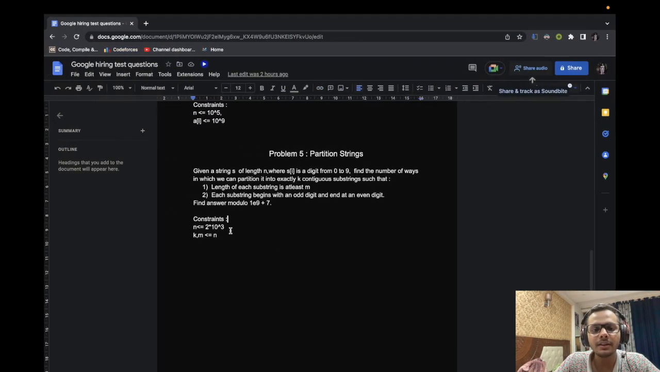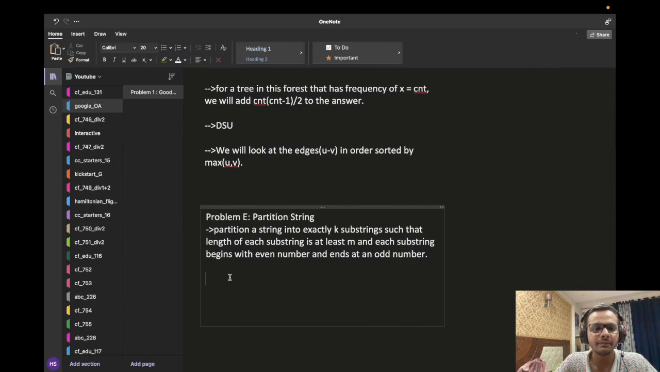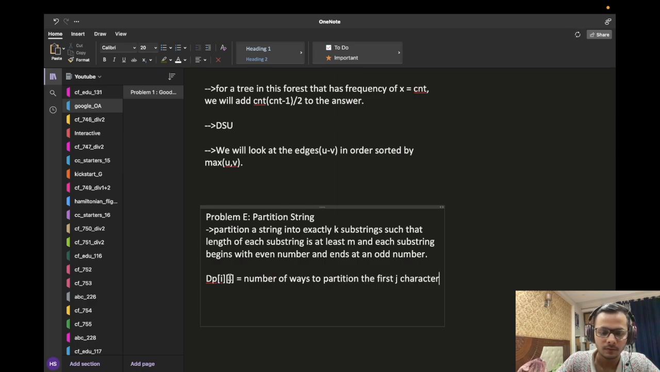Now since we notice that the constraints are small here, the first thing which comes to mind is going to be dp, right? So I will just go ahead and write the dp state that we use to solve this problem. We will be using a 2D dp here, where dp of i, j is basically the number of ways to partition the first j characters into exactly i substrings, such that all conditions are satisfied.